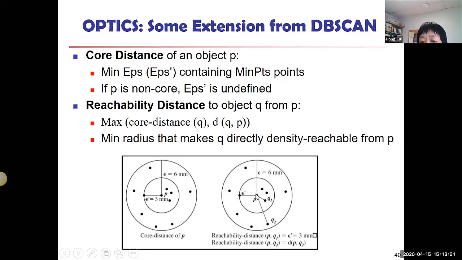If P is a core point, then anything directly reachable from it will be part of its cluster. We only need to know that its distance is not larger than epsilon prime. That's good enough. That would allow us to plot a smooth graph.